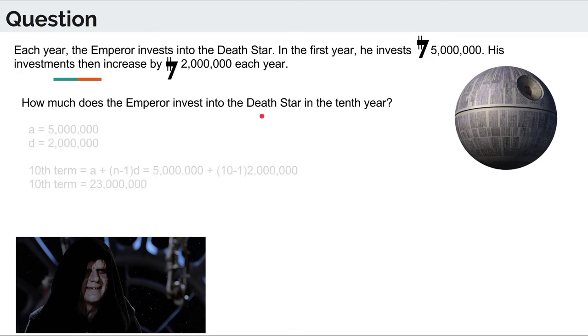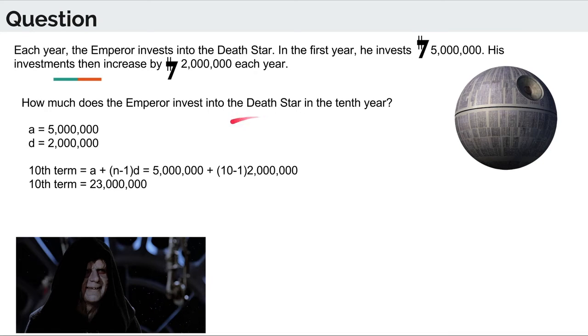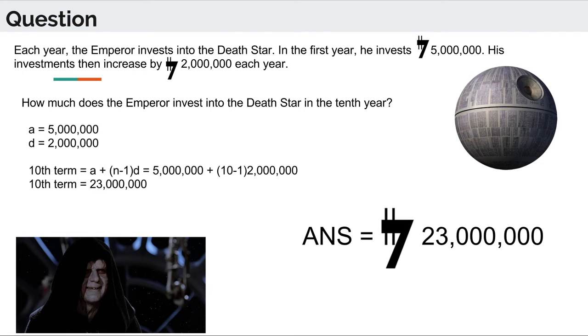So we use the formula a plus n minus 1d. A is going to be 5 million credits, that's how much it starts off with. And then D is going to be the common difference, how much it increases by each year. So 2 million credits, that is D. We substitute in those values. N is 10 because it's the 10th year. And we get the 10th term is 23 million, and so the answer is 23 million credits.